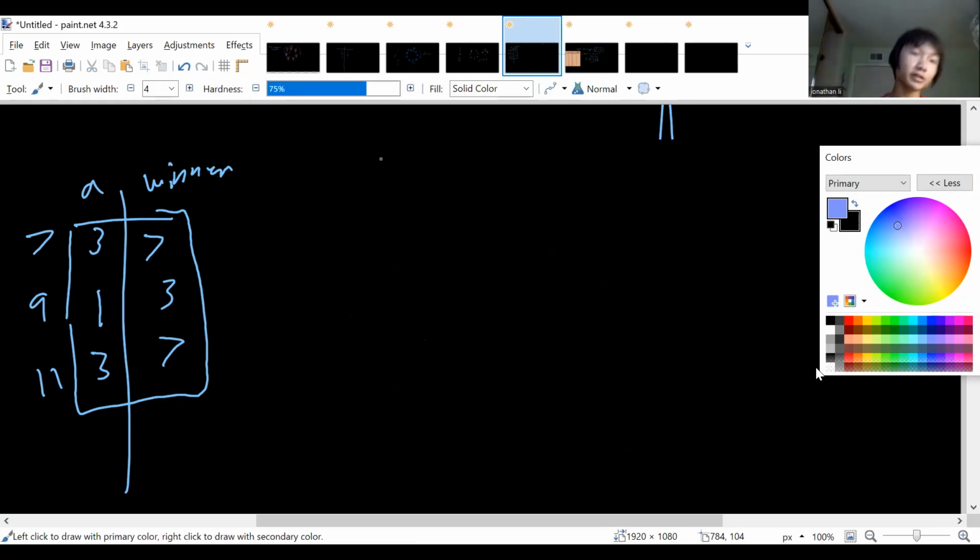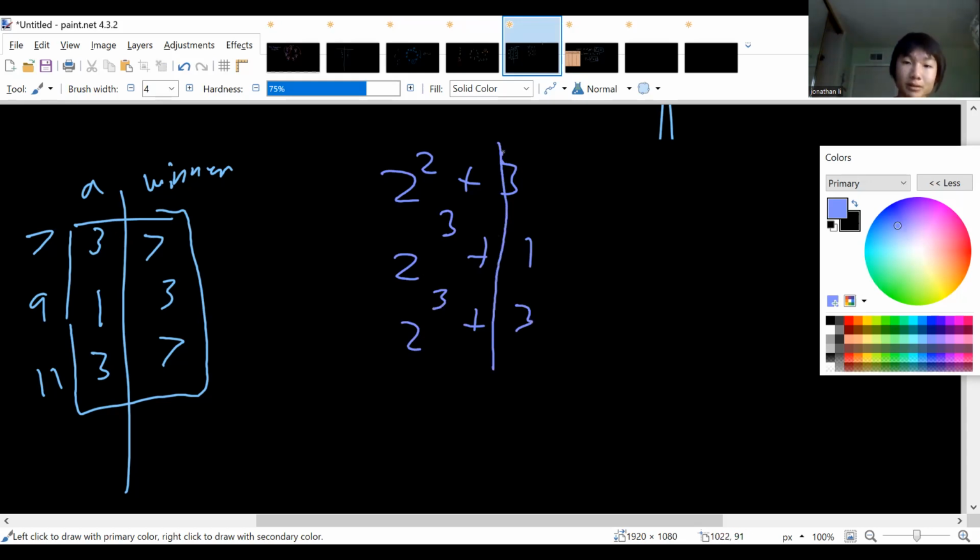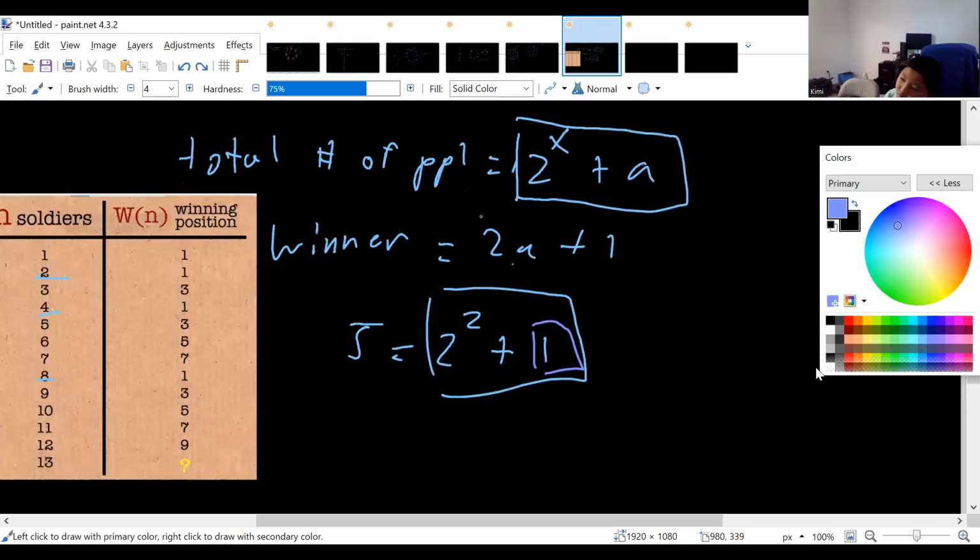So what we did earlier was we found that we wrote 7, 9, and 11 in this form, right? So 7 would be 2 squared plus 3. 9 was 2 to the 3rd plus 1. And 11 was 2 to the 3rd plus 3. So using the n part here, we found a pattern between this and the winning number. The winning number is always 2 times this plus 1. So that's going back to the rule we have here.